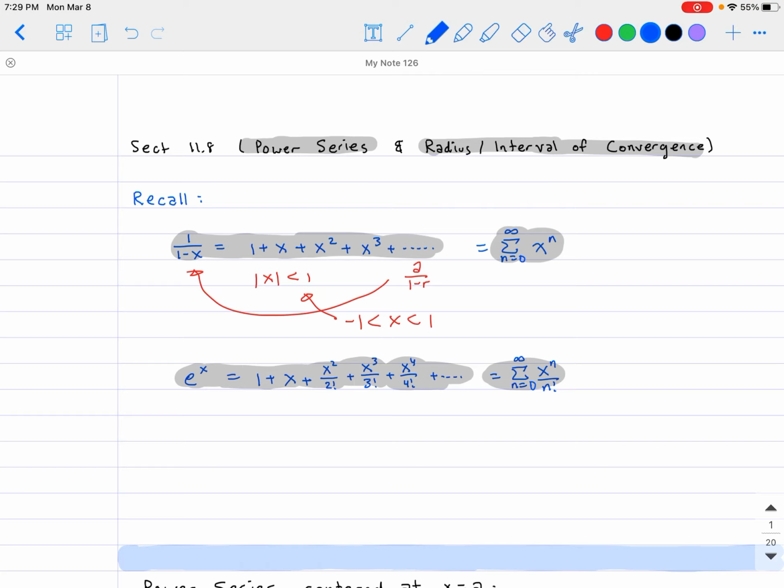So what that means is that e to the x is equal to this series over here. But just like the one above, it doesn't necessarily mean that all values of x actually work, because maybe it only works for certain values of x. Maybe it only works for an interval of x, or maybe it works for all x. The question is, how many values of x does it actually work for?